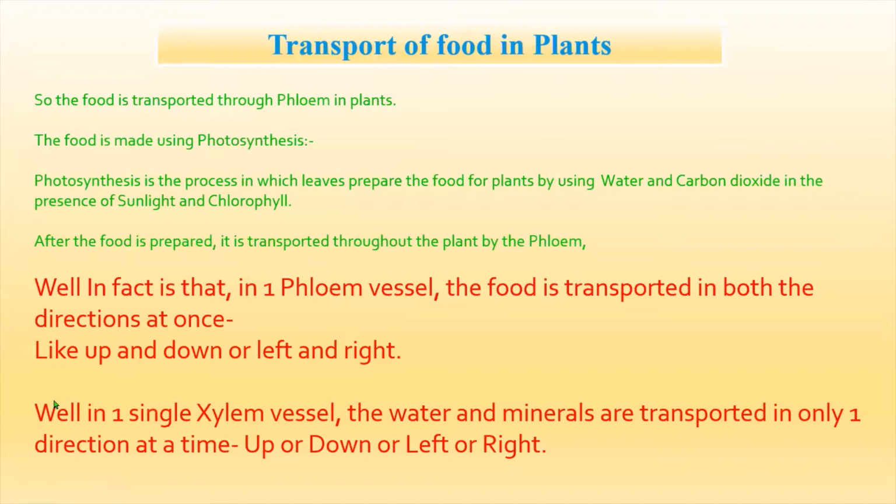Whereas in one single xylem vessel, the water and minerals are transported in only one direction at a time, up or down or left or right. If it wants to go in any other direction, we need multiple xylems. Definitely there are multiple phloems and xylems, but I'm just telling what happens in one single phloem vessel and in one single xylem vessel.